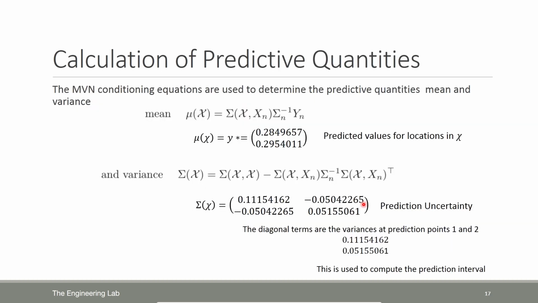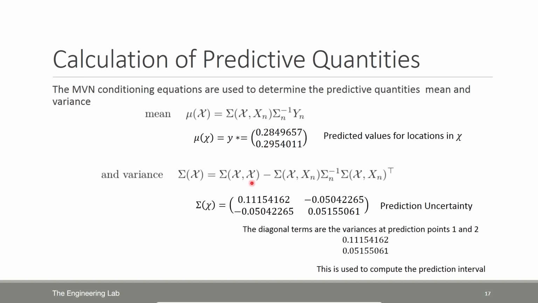So once you have all this, you are now ready to use the MVN conditioning equations, sometimes called the Kriging equations. So I'm sure everyone here has taken a course on linear algebra, so you know how to perform these operations here. Here, if you do it by hand, the predicted output at those 2 points is 0.285 and 2.95.